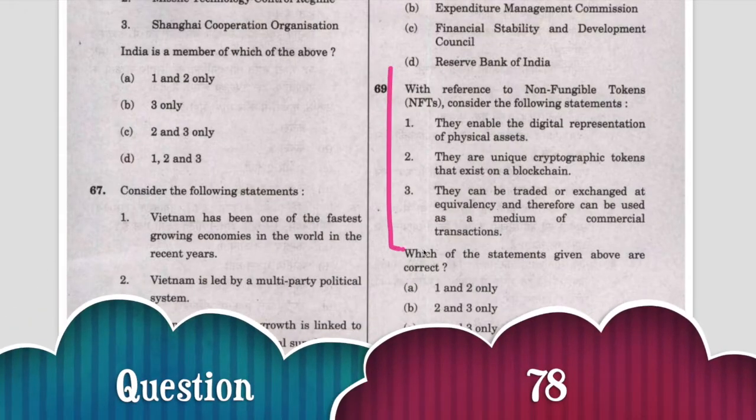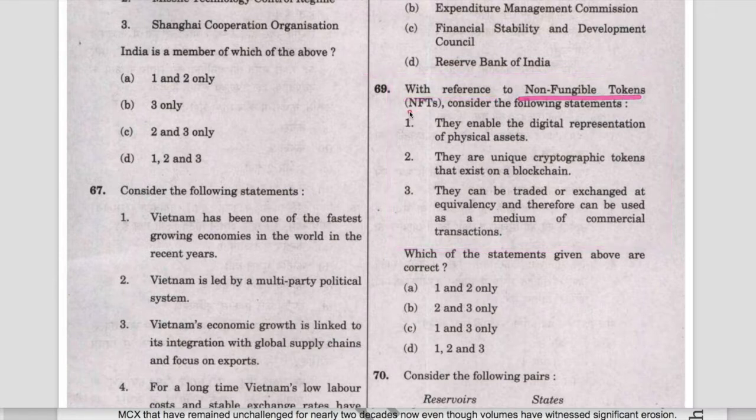Next question. With reference to non-fungible tokens, consider the following statements. 3 statements are given. Now take this third statement first, that non-fungible tokens can be traded or exchanged at equivalency and therefore can be used as a medium of commercial transactions. This statement is wrong because as of now it is not allowed in India.